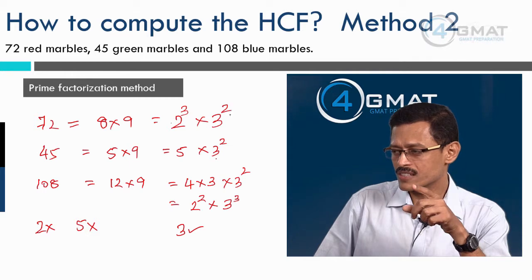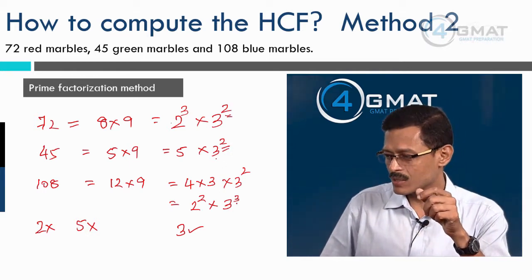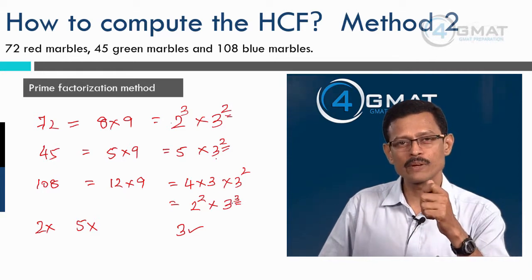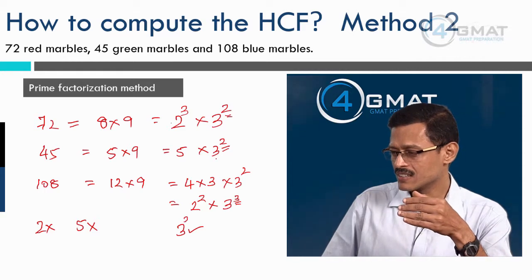In the first number, the power of 3 is equal to 2. In the second number also, the power of 3 is equal to 2. In the last number, the power of 3 is 3. So we're going to pick the power of 3 as 2, the lowest power. So the HCF is essentially 3 square.